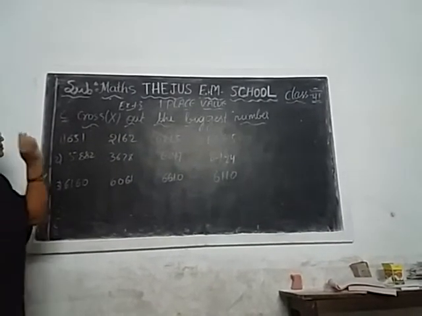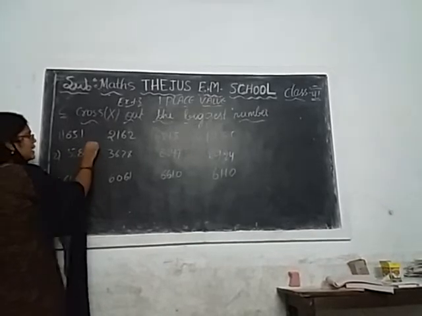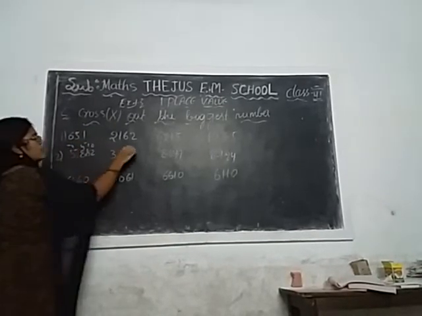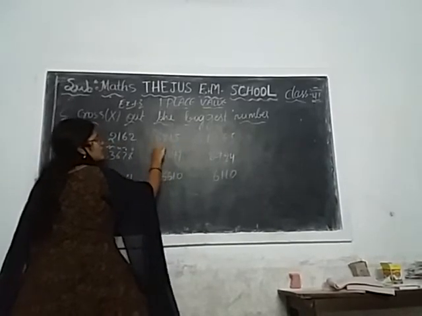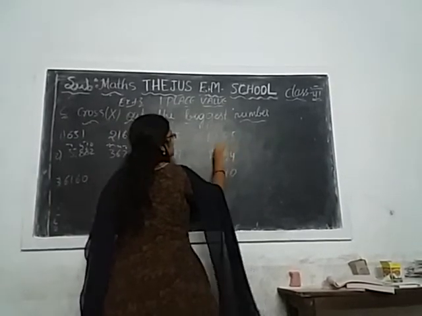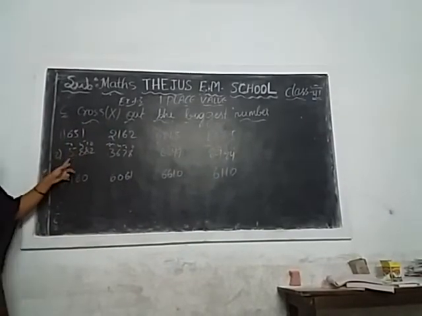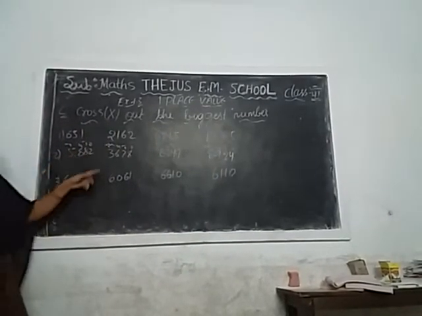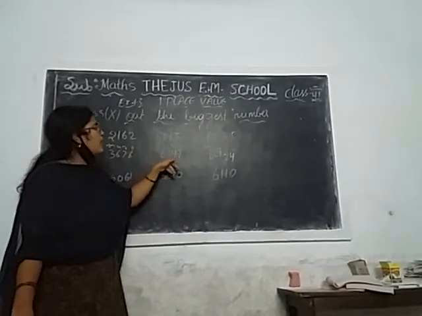Next one, see. 5882. Ones, tens, hundreds, thousands. Okay. See. 5882, 3678, 8249.